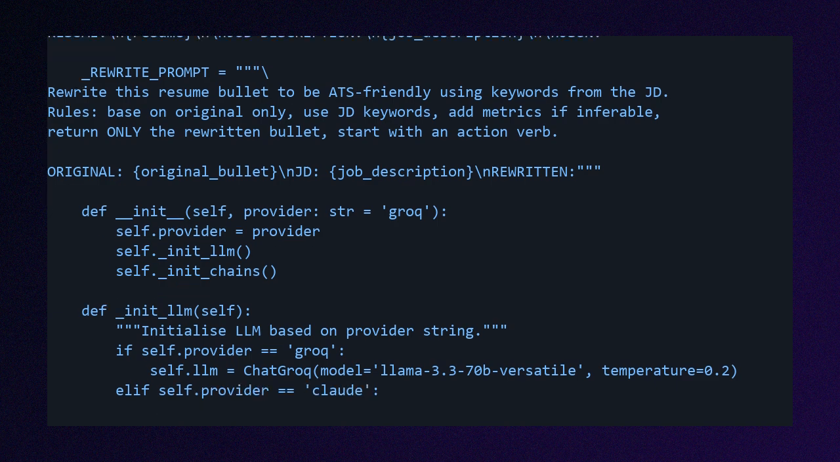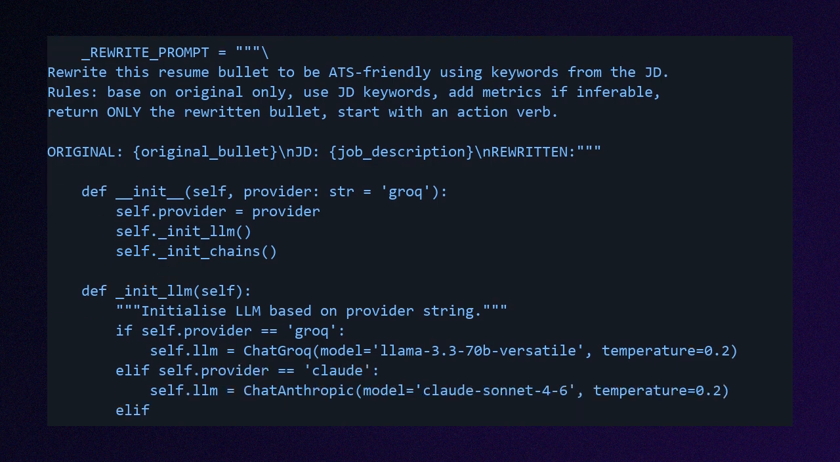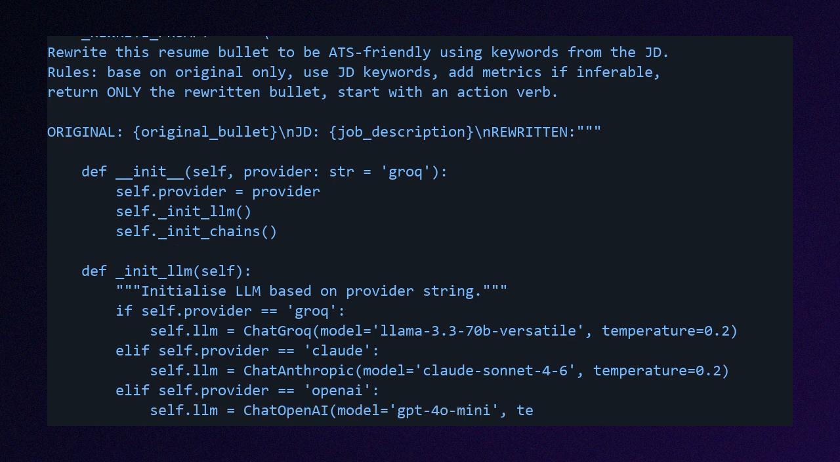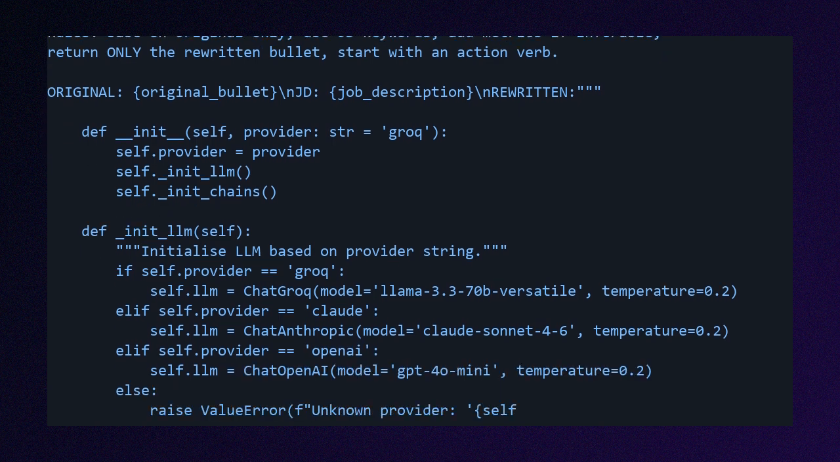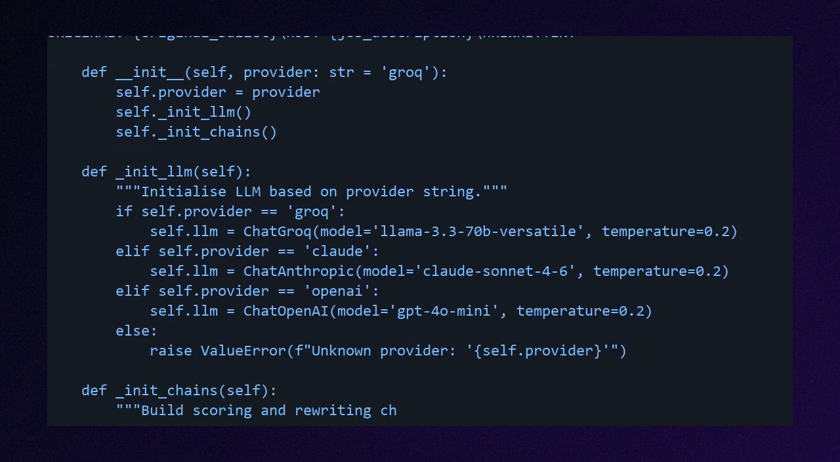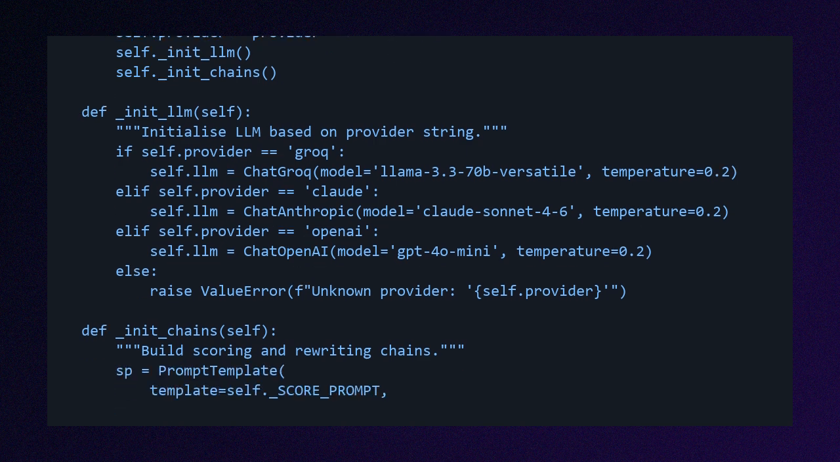The score method runs all three stages sequentially. Parse, then score and gap analysis, then rewrite. Everything comes back in one structured dict.